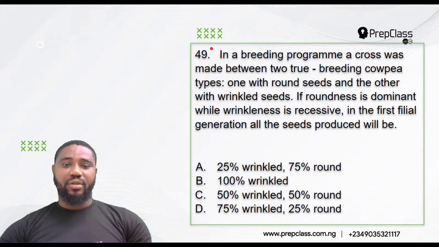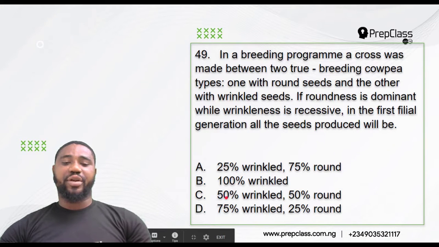49. In a breeding program, a cross was made between two true breeding cowpea types. One with round seeds and the other with wrinkled seeds. If the roundness is dominant, while the wrinkledness is recessive, in the first filial generation, all the seeds produced will be: 25% wrinkled, 75% round; 100% wrinkled; 50% wrinkled, 50% round; 75% wrinkled, 25% round.